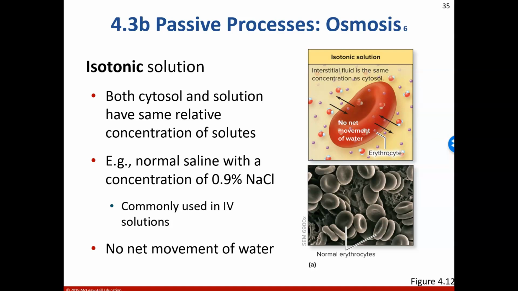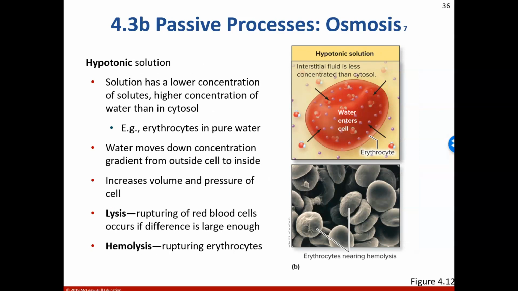Examples of this would be normal saline with a concentration of 0.9% sodium chloride, which is commonly used in IV solutions. And our hypotonic solution is when our solution has a lower concentration of solutes, and instead we have a higher concentration of water than in the cytosol. So then what happens is water is going to enter the cell.